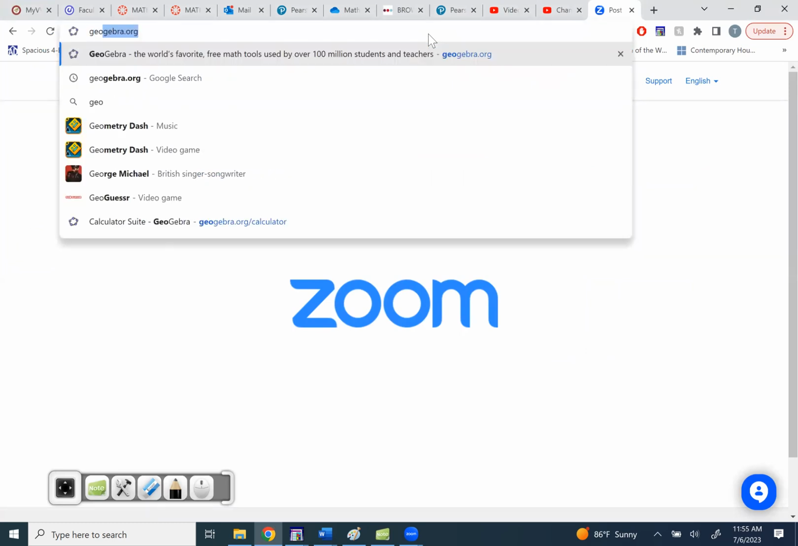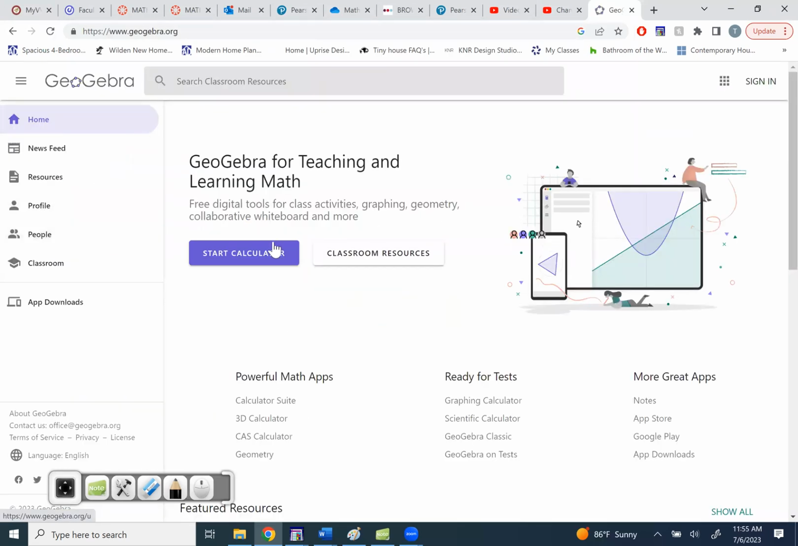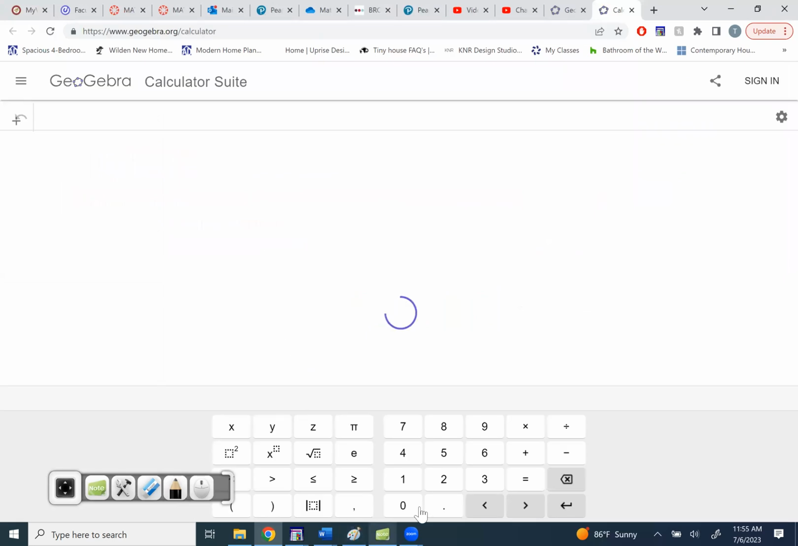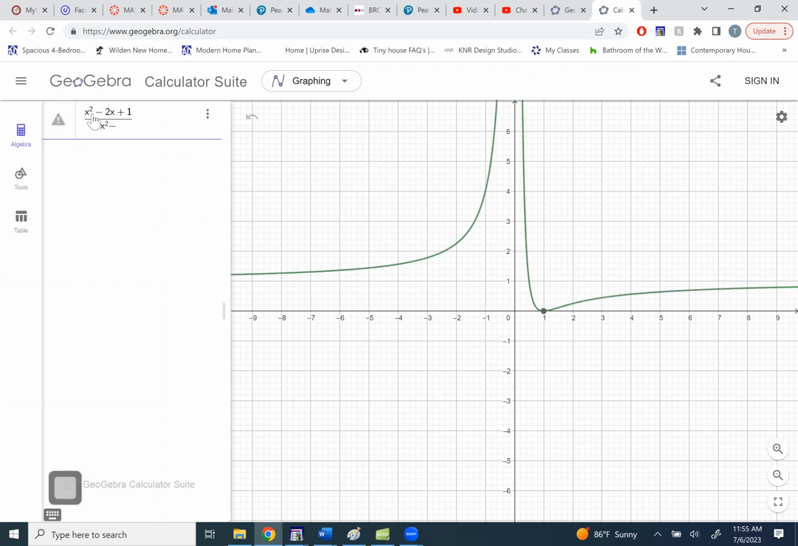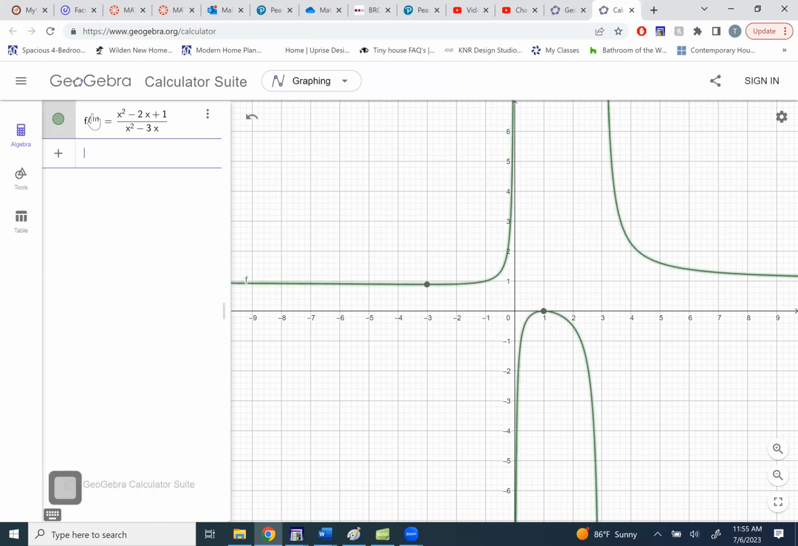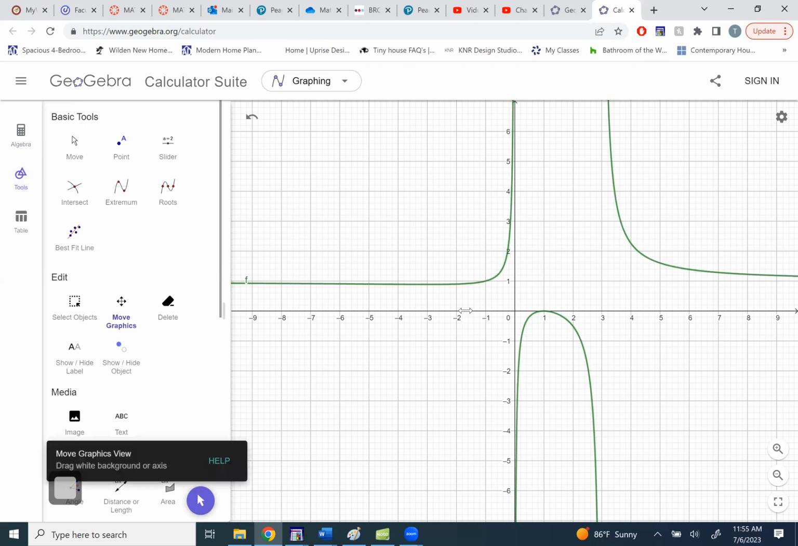So I'm going to go ahead and put in a GeoGebra, and we'll look at what this exact problem looks like. It was x squared minus 2x plus 1, divided by x squared minus 3x. Now we said you can't use 0. We're like, nope, 0's out. And hopefully you can see, maybe I'll stretch this a little bit.